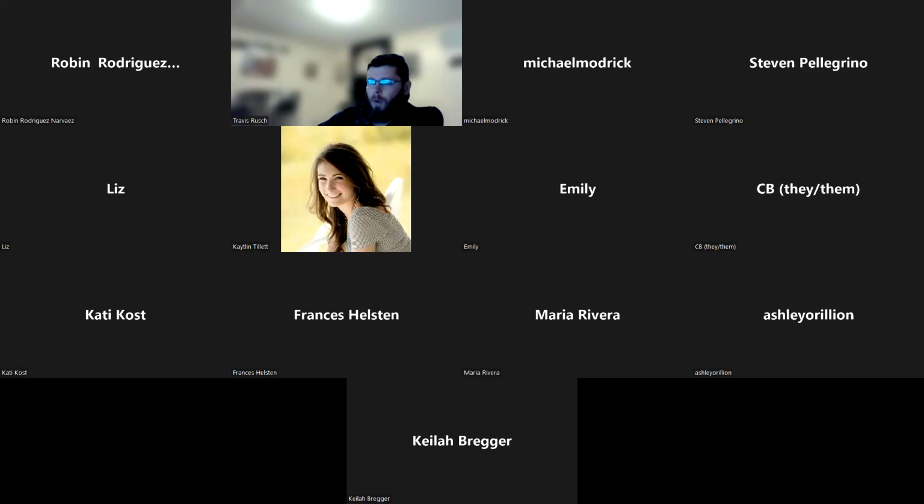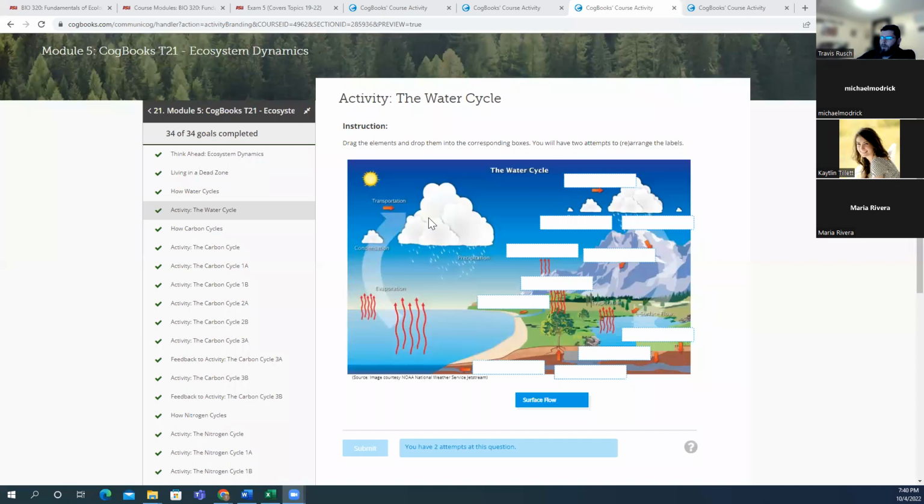So somebody said, can we go over the water cycle? We can definitely do that. Everybody can see the water cycle on this side, right? Okay. And then this one is simply just matching, right? We're given the terms down here one at a time.